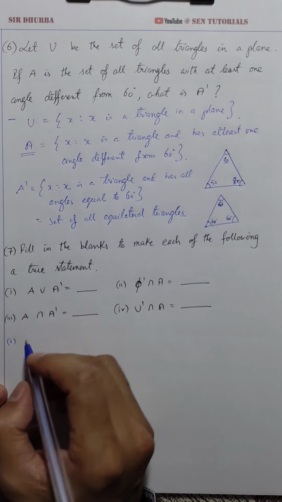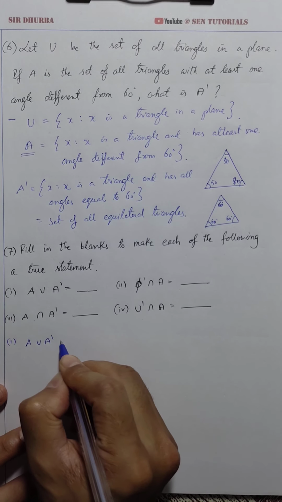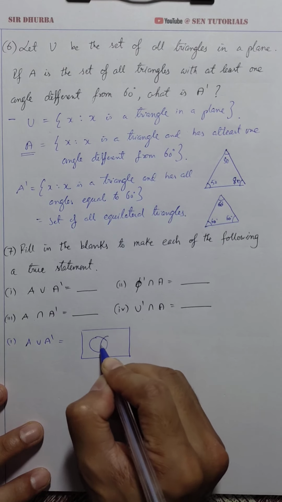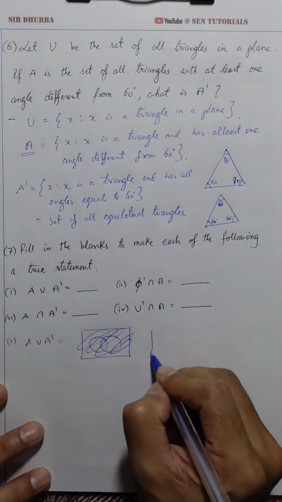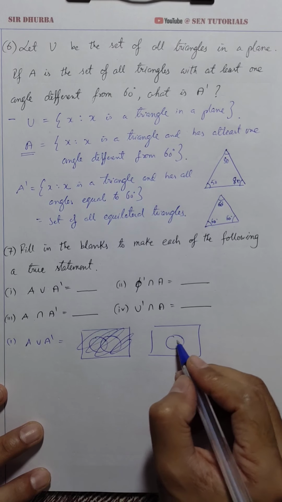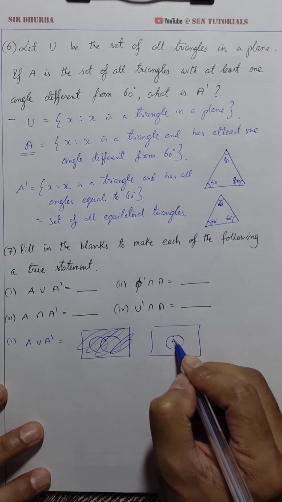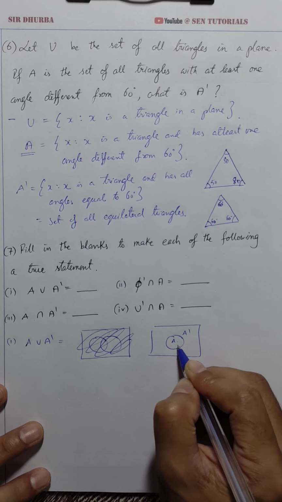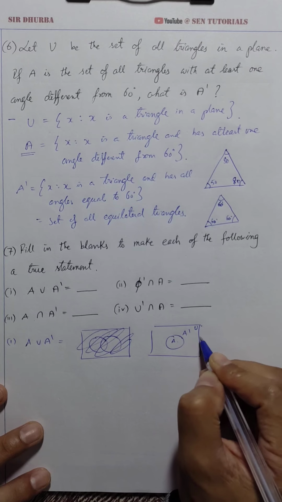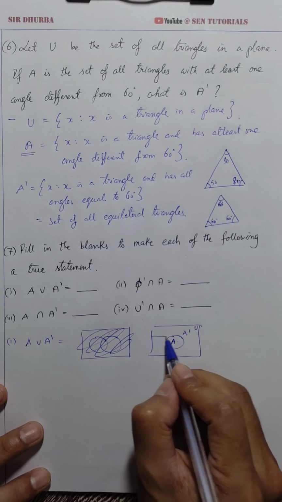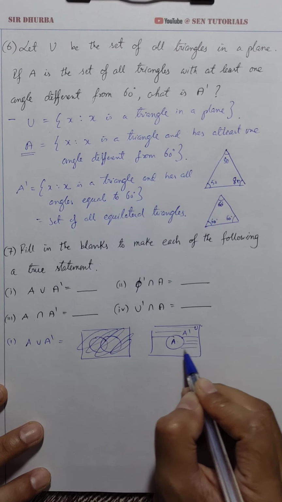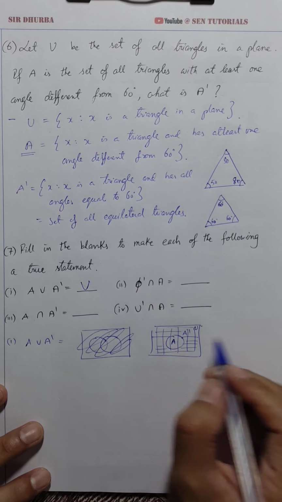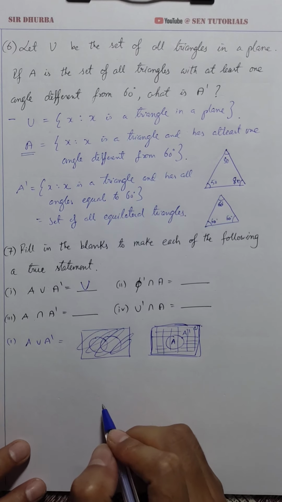A union A complement. So we just carefully look at the Venn diagram. I just need one set A. This is set A. Its complement will be this one. If we consider this as a universal set, this is set A, and leaving aside set A makes the complement of set A. Now, if we combine these two, what do we get? Definitely, we are going to get the complete set, the universal set.